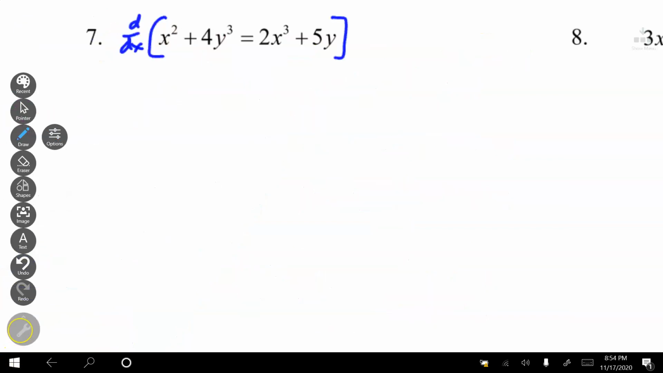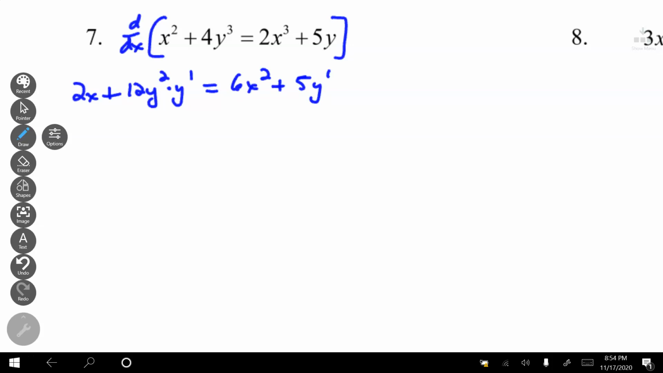There's that derivative. Well, this one's not so bad. No product rule. A lot of y's. Take this derivative. X squared becomes 2x plus 4y cubed becomes 12y squared. Oh yeah, y prime equals 6x squared plus 5y prime.